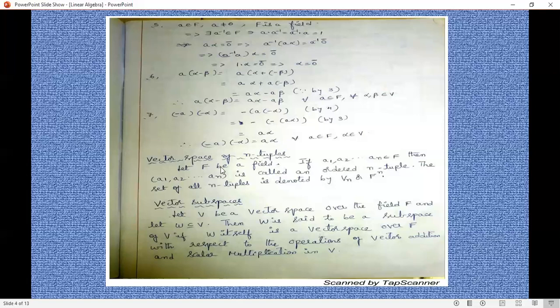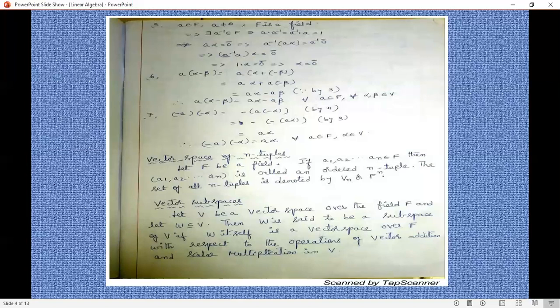Next one is vector spaces of n tuples. Listen, in a field we are using a single element, but now we are coming to the vector spaces of n tuples. We are using the elements in field A1, A2, and so on, An belongs to F. Then we can write (A1, A2, ..., An), which is called an ordered n tuple. The set of all n tuples is denoted by Vn or F power n.